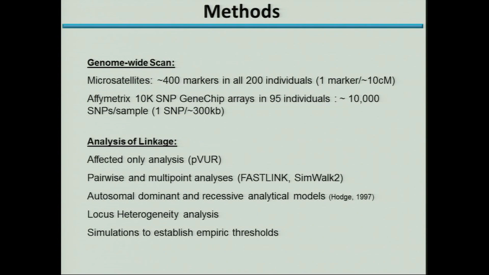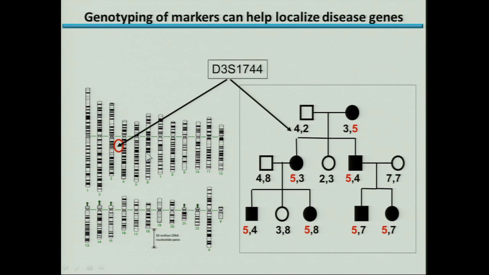So we did a genome-wide scan looking at microsatellites and SNPs. We looked at about 400 markers in all 200 individuals, and then chose about 95 individuals just based on funding. We chose to do a genome-wide scan with a 10K chip. We did different analyses of linkage.